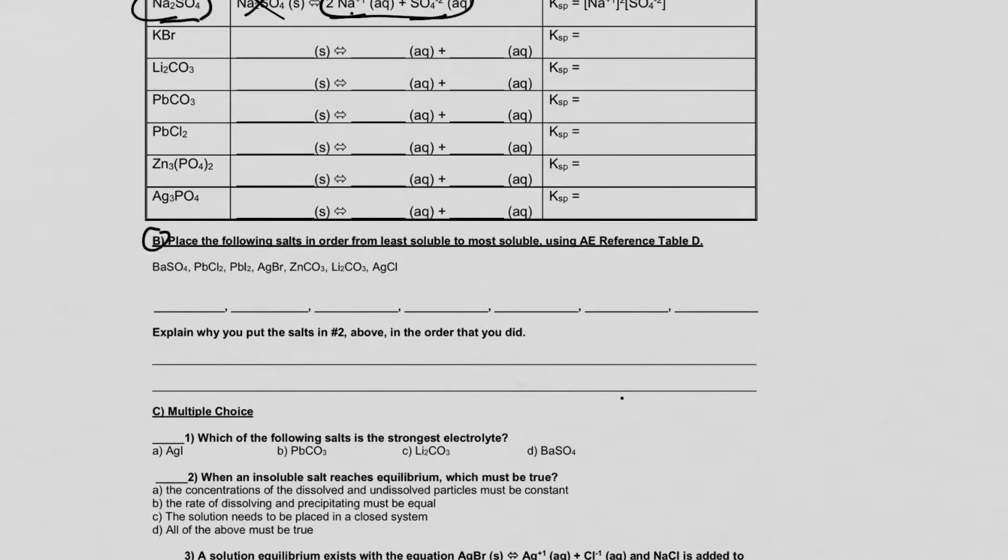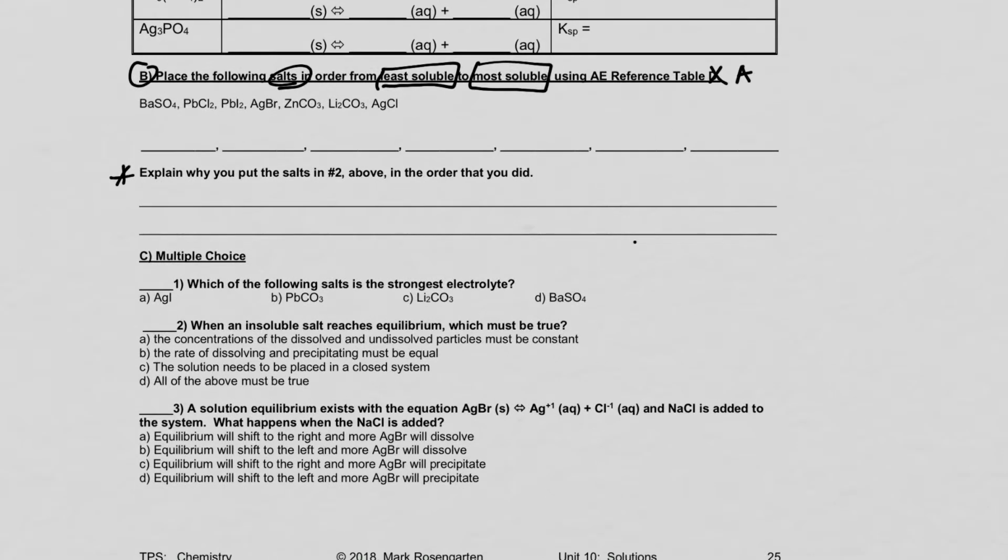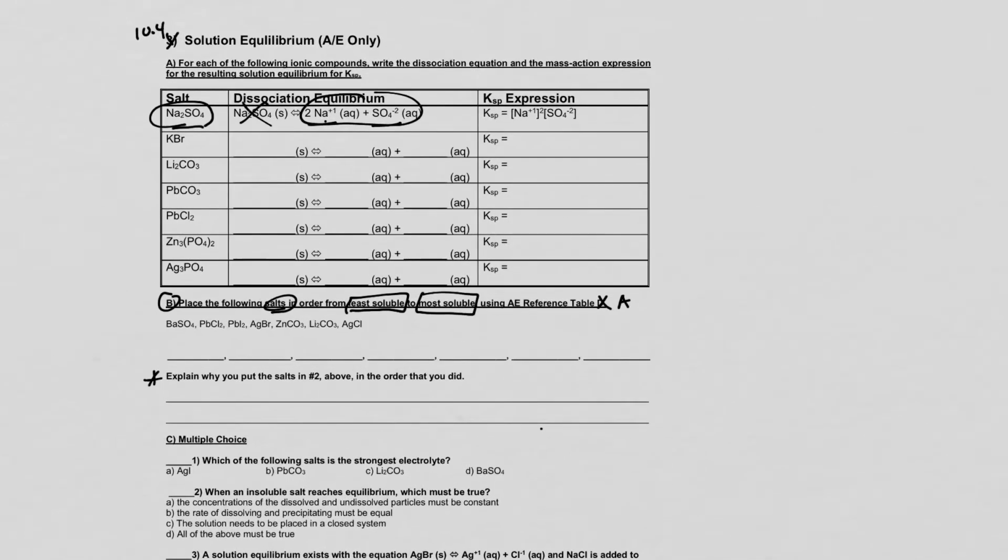Part B, you are putting these salts in order from least soluble to most soluble using AE reference table A. And so you're just ranking them from the least soluble to the most soluble. And then you're going to explain how you did that right here. And then there's lastly just a few multiple choice, which is giving you a little bit more conceptual practice with this. All right, this is really everything you need to know for solution equilibrium for unit 10.4.